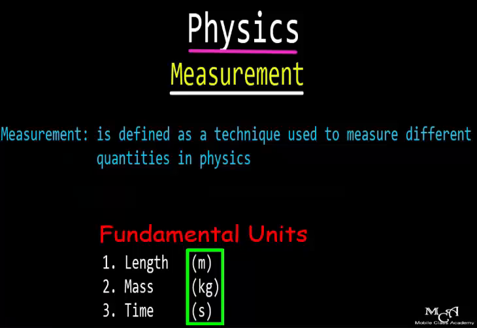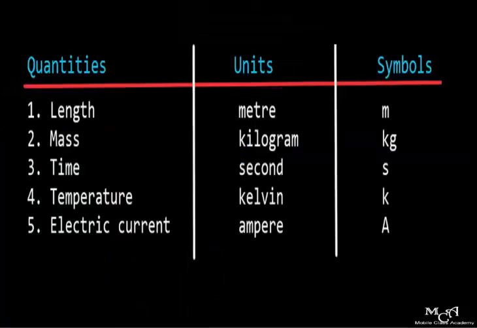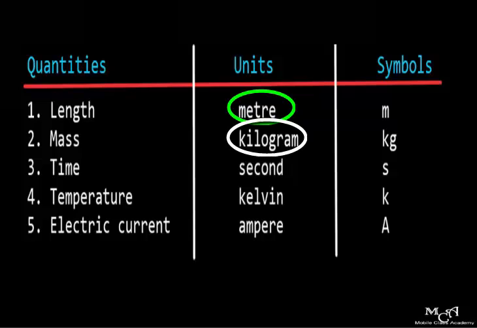Now, other fundamental quantities are electric current and temperature. These are also fundamental quantities, but they are not the three basic fundamental quantities. We are going to look at their units. The unit of length is meters, the unit of mass is kilogram, while the unit of time is seconds.